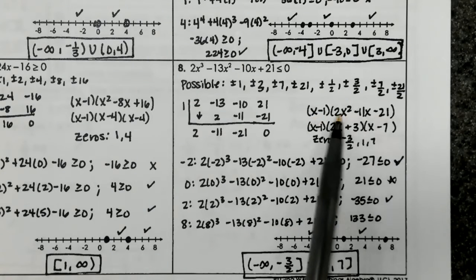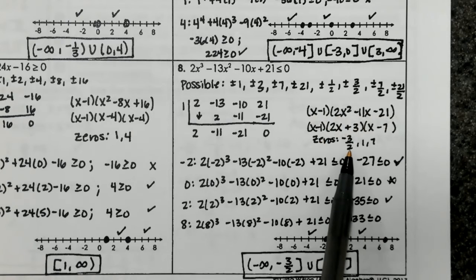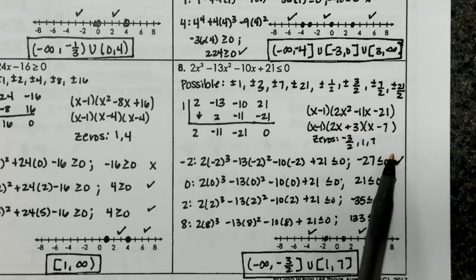So then you can factor here, and you end up with your actual zeros of -3/2, 1, and 7.